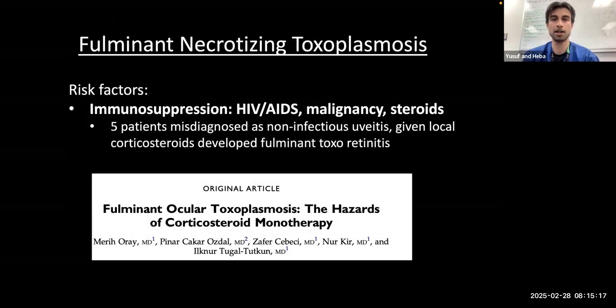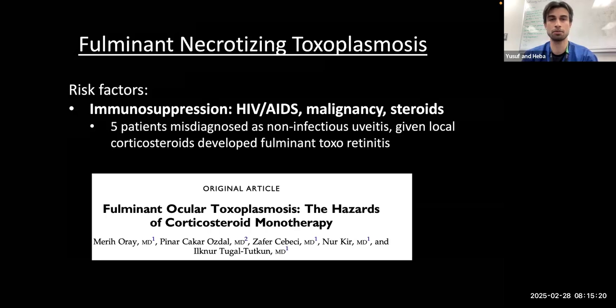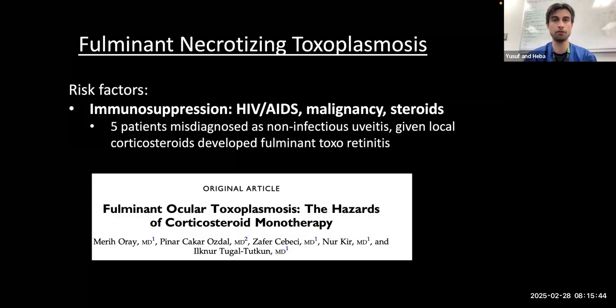Risk factors for fulminant necrotizing toxoplasmosis are mainly surrounded around immunosuppression. So immunosuppressed states like HIV and AIDS, malignancy, but especially steroids are commonly implicated in this phenotype of toxoplasmosis. In fact, there have been cases of patients who are misdiagnosed as non-infectious uveitis, then given local steroids, and then develop fulminant toxoretinitis. So it is always extremely important to make sure that you know if you're dealing with an infectious etiology. We'll move into the differential for a necrotizing retinitis later on, but it is very important to rule out infectious causes here because it can get worse if it is a fulminant necrotizing toxo.